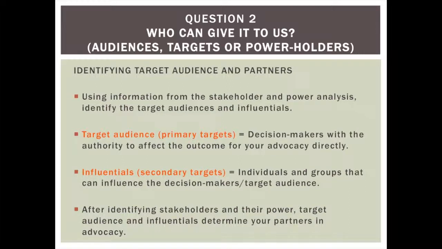The influentials, or the secondary target audience, are the individuals and groups that can influence the decision makers or the target audience. Often you may not be able to reach decision makers themselves, however effective your advocacy planning. Instead, your advocacy may need to be targeted at those who do have access to decision makers. Influentials may include the media, academia, donors, the UN, other government departments, and civil society organizations, among others.